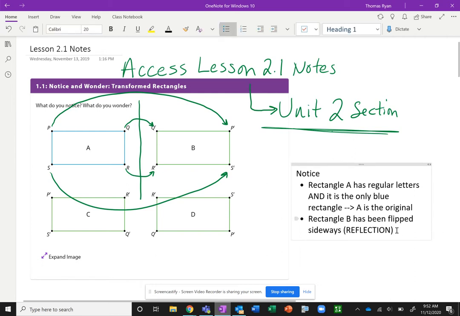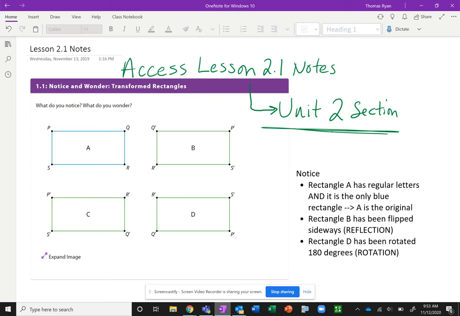So we notice that P was on the top left, now it's on the top right. Q was on the top right, gets flipped over to the top left. Okay, and the other thing I want us to notice is that rectangle D has been rotated 180 degrees. So we should be noticing a rotation. And here's how. From the original, P was up here in the top left. And look where it is, P prime is down here, which means the rectangle got turned 90 degrees and then another 90 to make a full 180, right? The rectangle got flipped on its head. So now what was up here with P is now down in the corner as P prime.